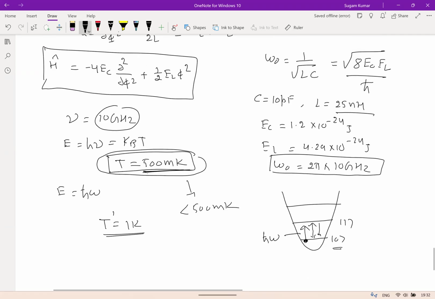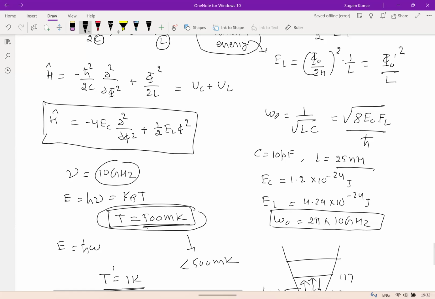But this is a very high capacitance. Technically, when I come to real qubits, this capacitance is going to be around 10 to the power minus 15 farad, a very small capacitance. And in that situation, the temperature is reduced further.